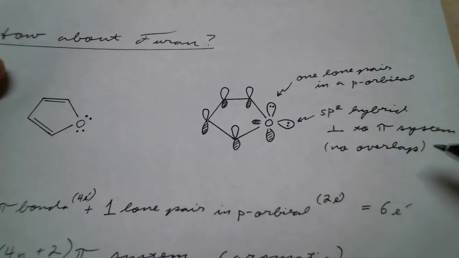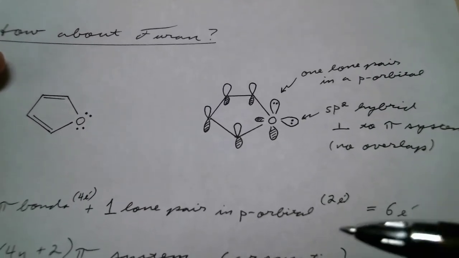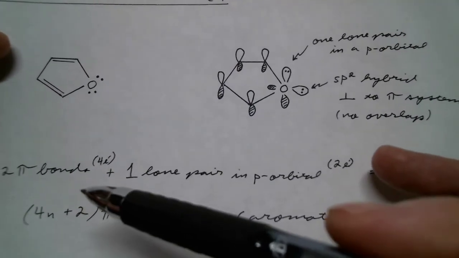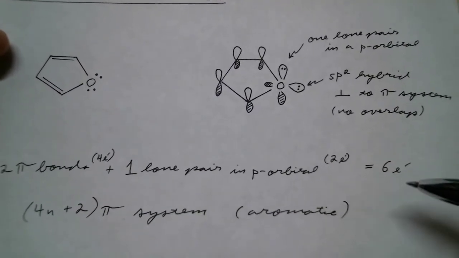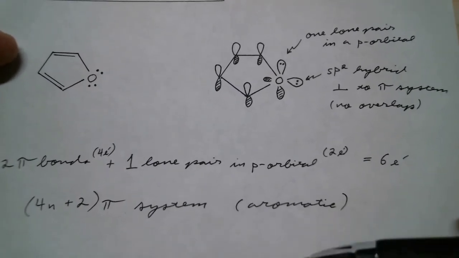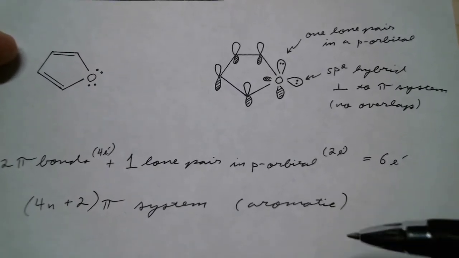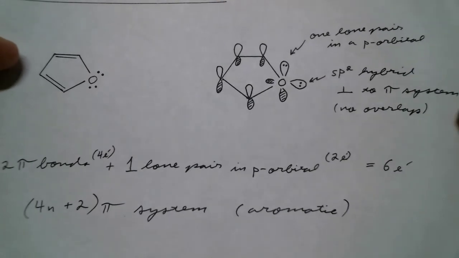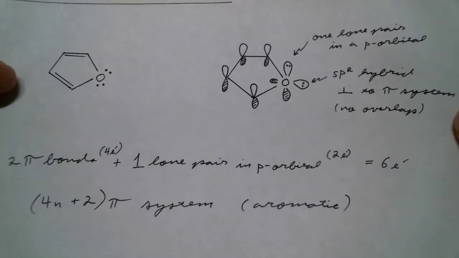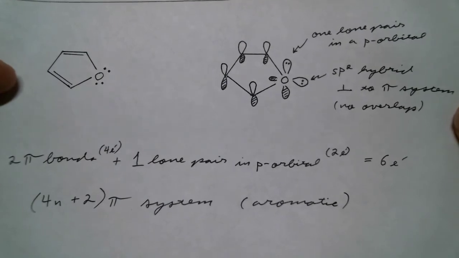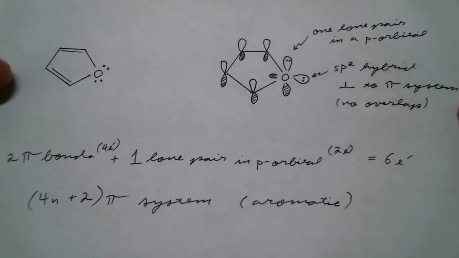It is perpendicular to the pi system, so there's no overlap. So again, we've got 2 pi bonds, 4 electrons, and 1 lone pair that's counted in a p-like orbital of 2 electrons, so that's 6 electrons. That's a 4n plus 2 system. It's aromatic. There are other molecules that students might have trouble with. Maybe we'll discuss some during the actual class time.